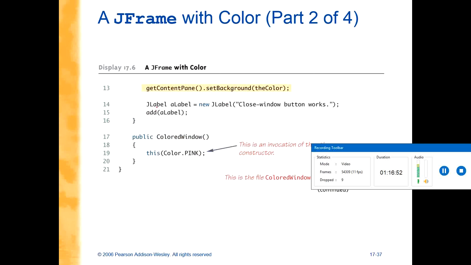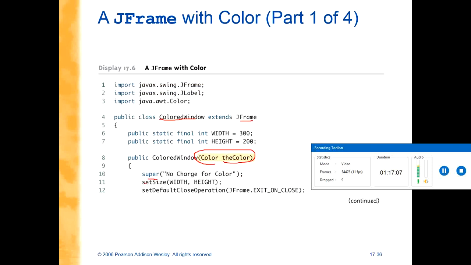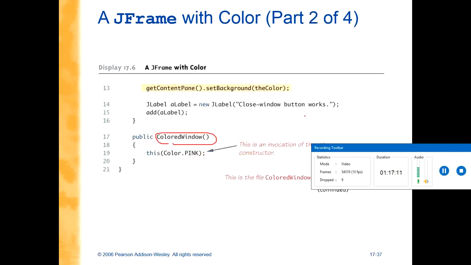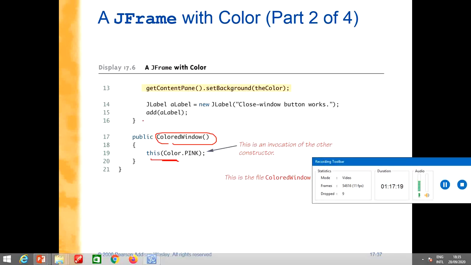Then they have created a label. Then one more parameterless constructor, and for this they have defined Color.pink. Now what it will do, it will invoke the parameterized constructor of this class. We have learned in the previous chapter that this can invoke the constructor also. So by usage of this, it will invoke the parameterized constructor, and it will change the color to pink.